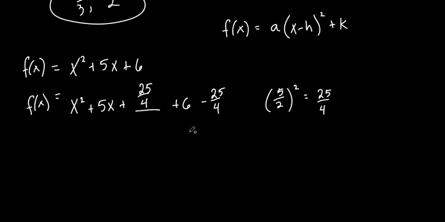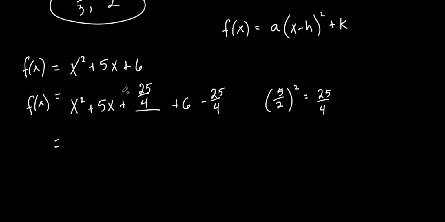So basically, I haven't done anything, have I? As far as changing the value, I have not changed the value of that function at all. All I did was just add a 0. But I made it look a lot different, and that's all we're trying to do. We're just trying to make it look like this.